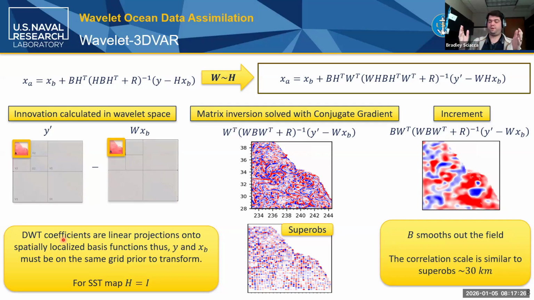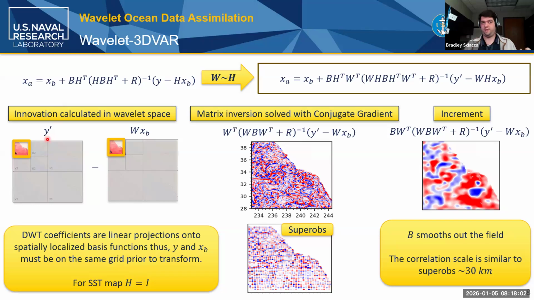So if you were to transform them on different grids, they would both be in wavelet space, but they won't be quite compatible. So to make sure they're compatible in wavelet space, we put them on the same grid prior to transforming. And this grid can be some secondary grid that you might have that you can put both the observations and the model background on and then do the transform. But what we chose to do was just put our observations on the model grid. So we interpolated our observation to the model grid and then took the transform, and that's what y prime is.